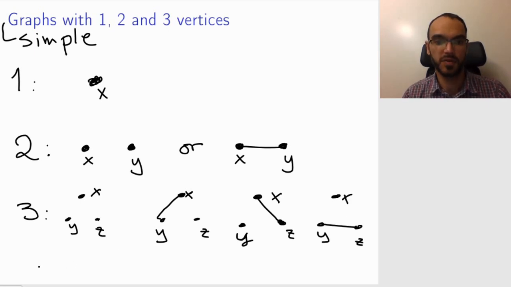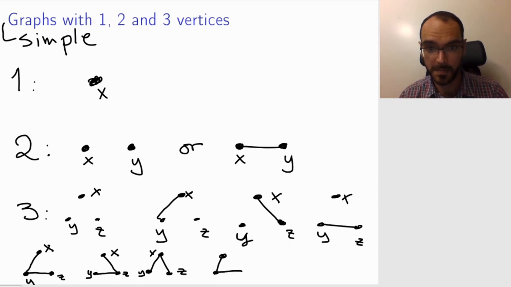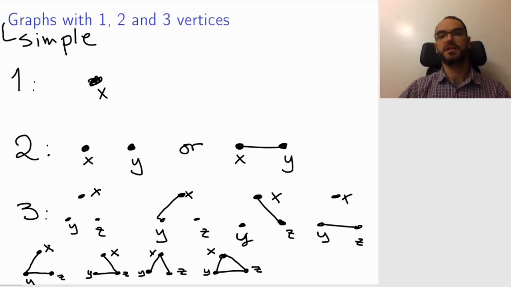Then we have all the versions with two edges. So these are all the three graphs with two edges. And of course, we can have all three edges. There we go. So these are all the simple graphs with 1, 2, and 3 vertices.